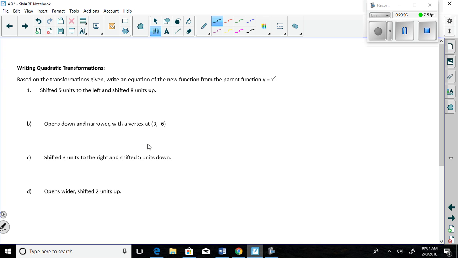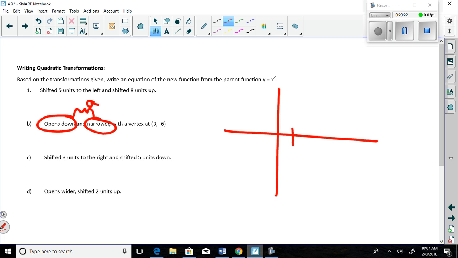So I'm going to do B. And so I need to break it apart. First of all, opens down would mean it's my A, right? So make sure you're labeling each part of it and narrow it. So these would have to do with your A. And a vertex, that means when I have my graph, it's at 3, -6, right? 3, 4, 5, 6. So here's your new vertex. It's a little more down.